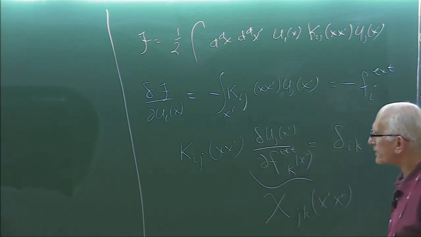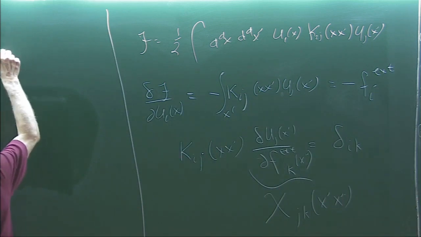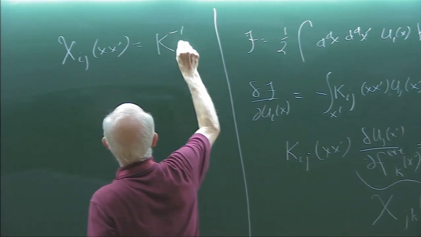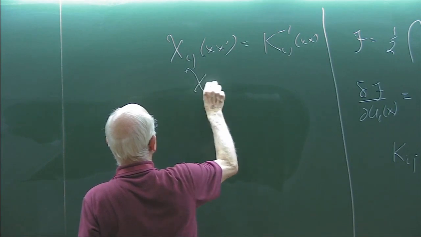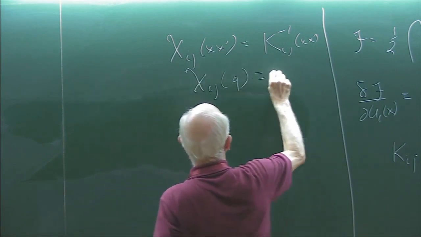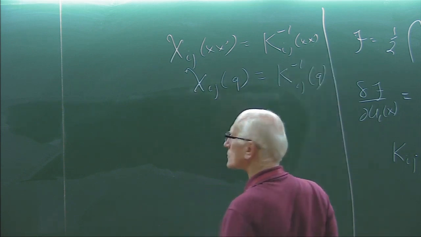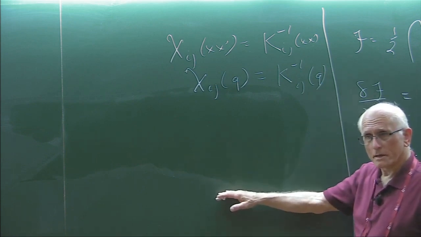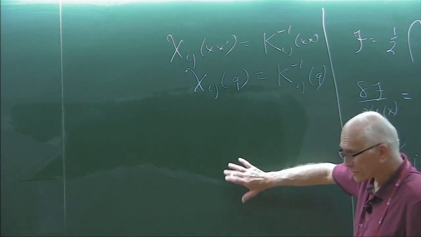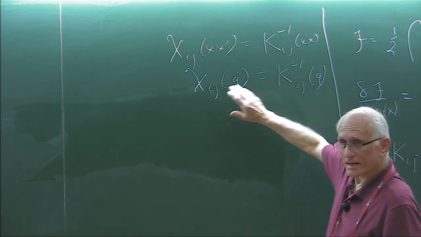And you can see immediately that what that tells us is that chi_ij(x, x') is equal to K inverse_ij(x, x'). Or if it's a translationally invariant system, we have chi_ij(q), with wave number q, is the inverse of K_ij(q). So why is that useful? If we have any sort of perturbation locally, it can vary all around, and I want to know how the structure of the system changes in response to that force perturbation. It's just chi_ij times the force.